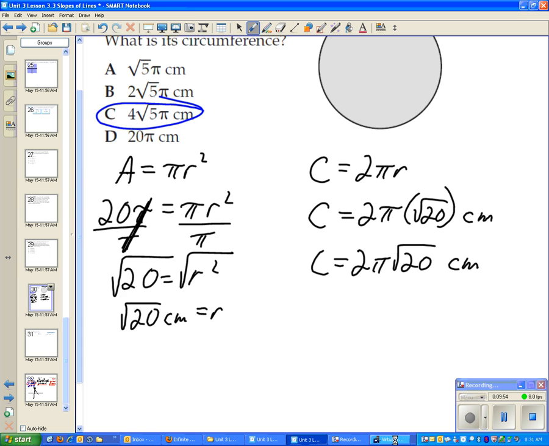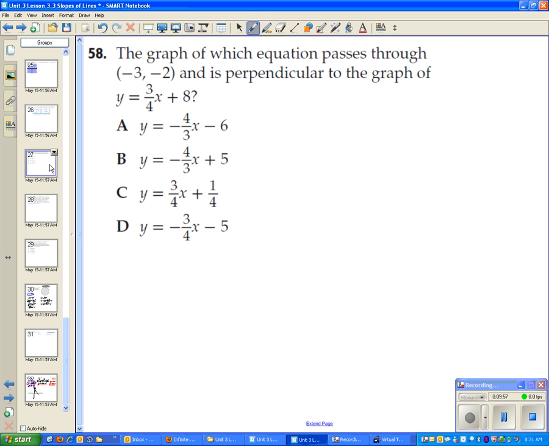Yeah. And let's see, 58. The graph of which equation passes through -3, -2, and is perpendicular to the graph of y equals 3/4 x plus 8. All right, let's eliminate a couple of possibilities first. What's the slope of this line? 3/4. So, what's the slope of any line that's perpendicular to it? Yeah, it's the opposite reciprocal. It's -4/3. So, which two answers can we eliminate right now? Yep, it can't be those because they're not perpendicular to that line they told us. Okay? So, it's either A or it's B.